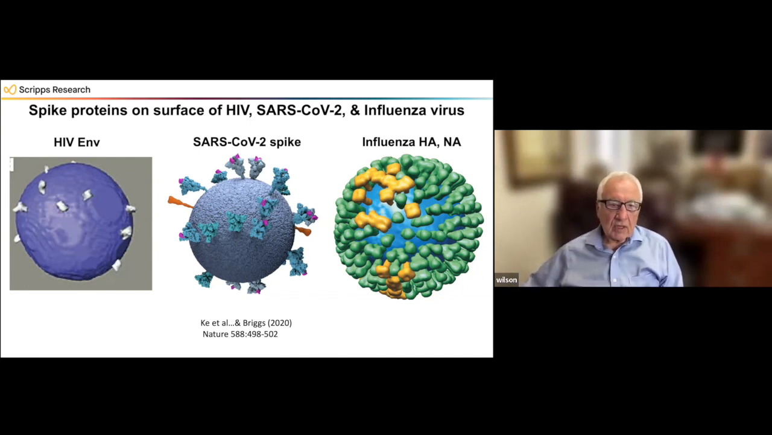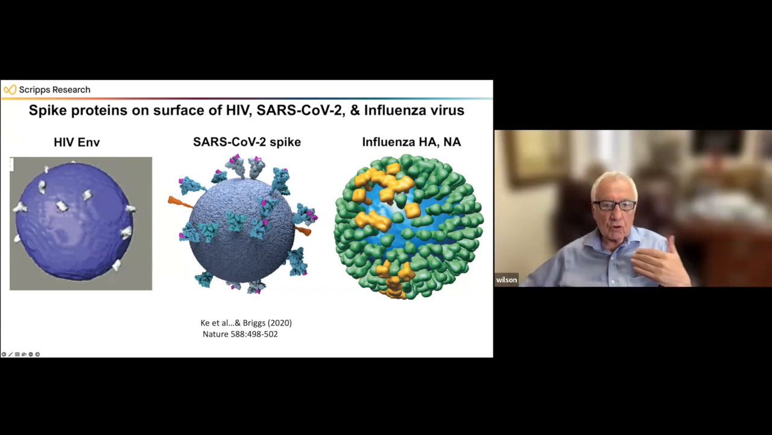So I'll go through in the order in which I started working on things: influenza, then HIV, and SARS-CoV-2, to show you how the spike protein structures were actually determined and what they look like.